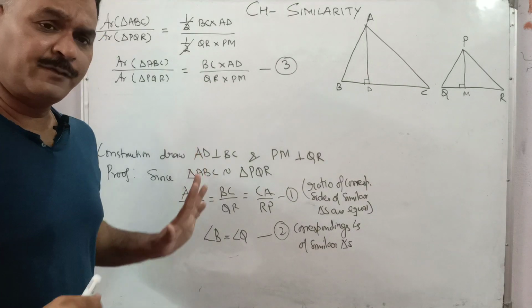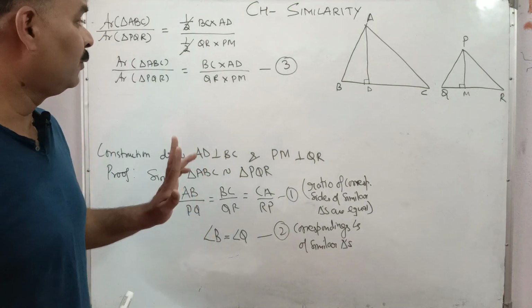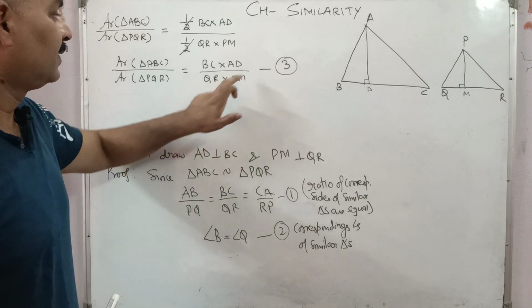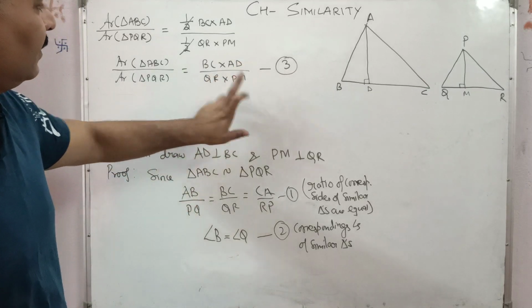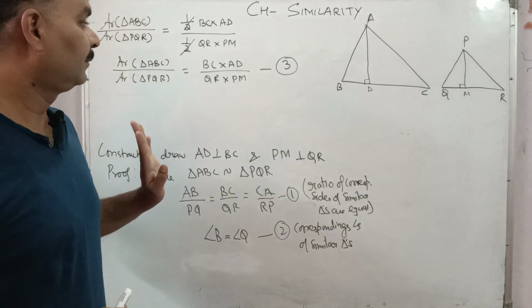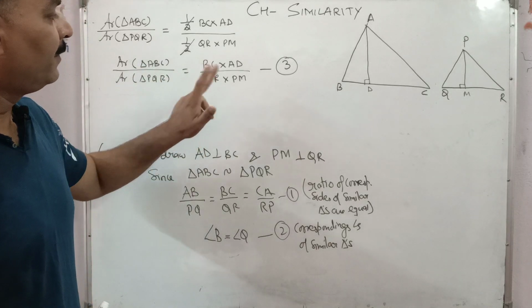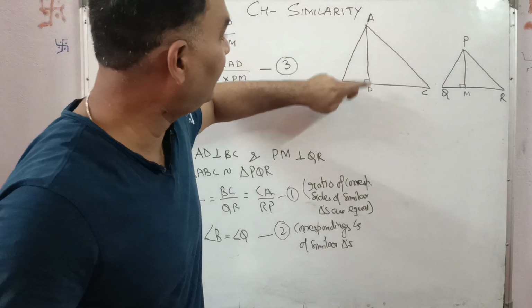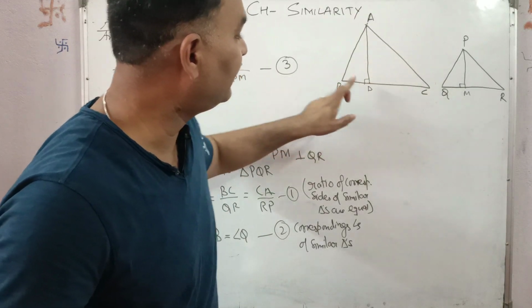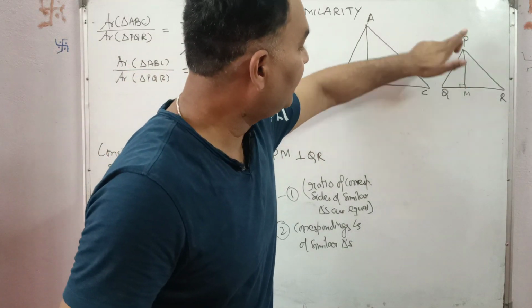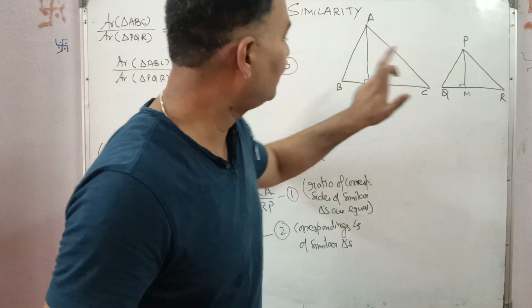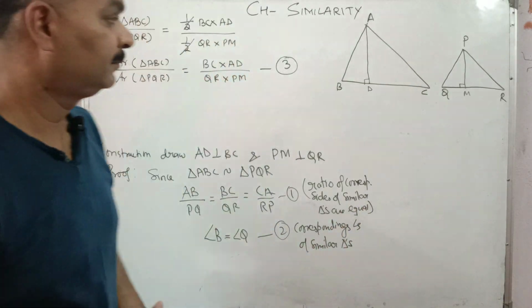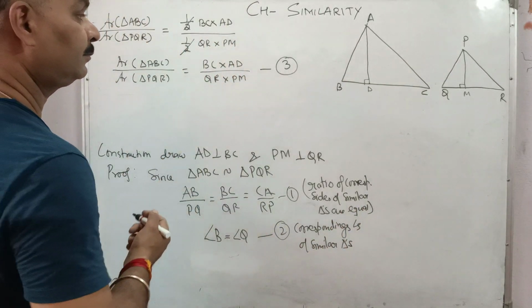Now what transformation we must do so as to prove the required proof? Say AD upon PM. This we don't know. So what we will do, we'll find out the ratio of AD upon PM. Now AD is in the triangle ABD as well as the triangle ACD. PM is in triangle PQM and PRM. So either of the pair of two triangles we can prove similar. How?